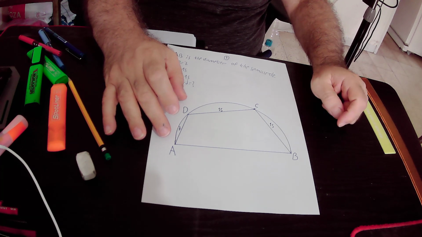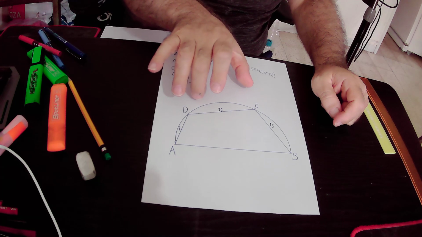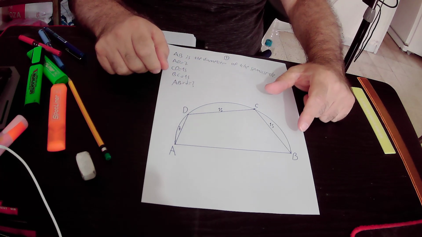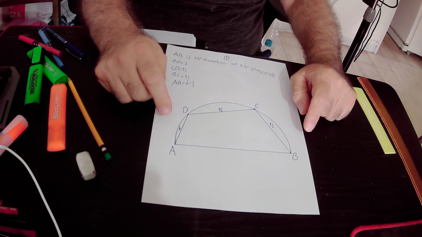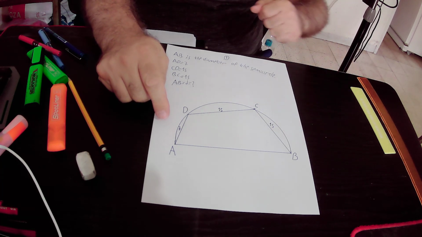We know that chord AD equals 7 units, chord DC equals 15 units, and chord CB also equals 15 units, and we want to find out the size of AB, or the value of AB, that is the diameter of this semicircle.